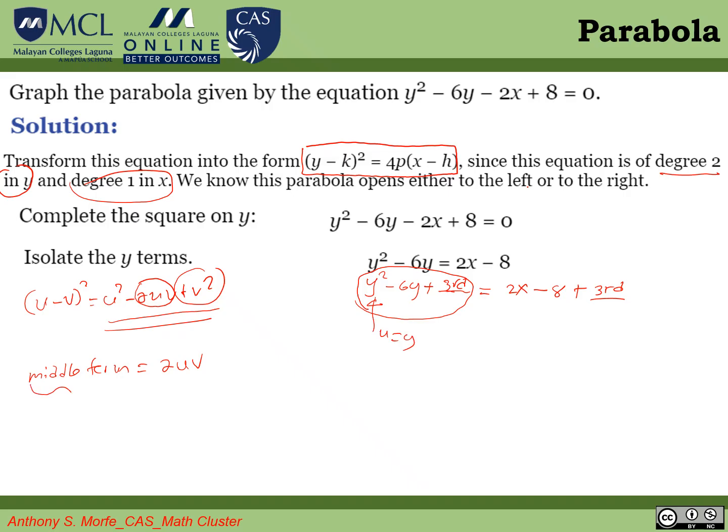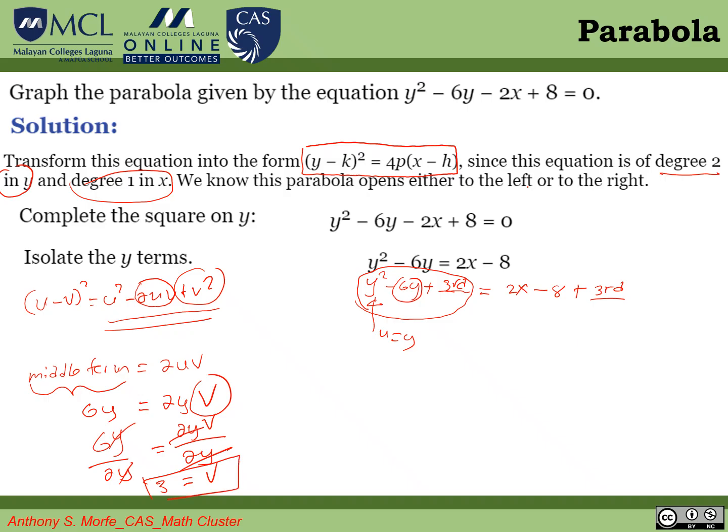So substituting our middle term here, as you can see, our middle term is 6y. So 6y equal to 2 times our u, which is y, times v. So we have to solve for v. Divide both sides by 2y. So 2y cancels. Y cancels. So 6 divided by 2 is equal to 3. Okay, so 6 divided by 2 is 3, equal to v. So we got v, and we need v squared. The third term is v squared. So 3 squared equal to v squared, which is equal to 9. This is our third term.